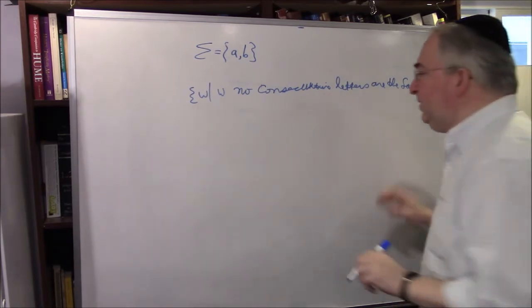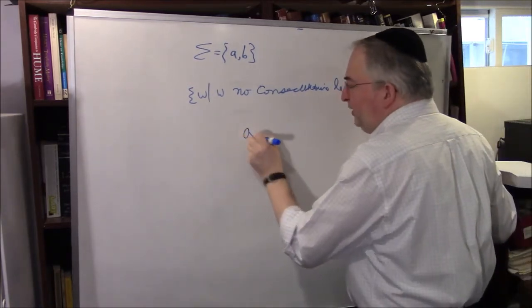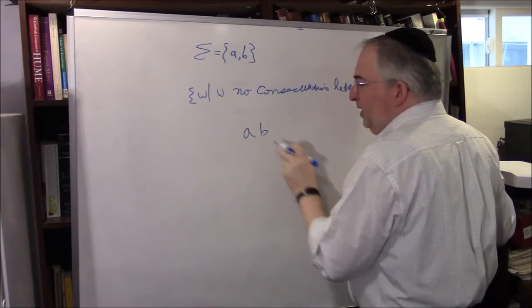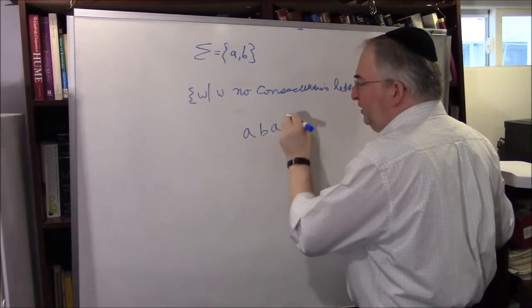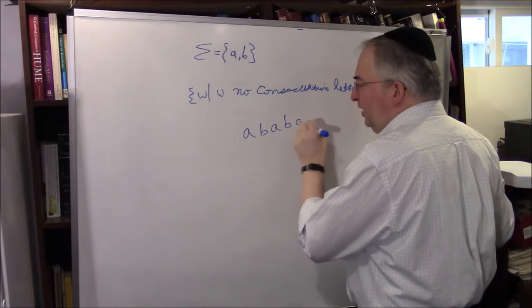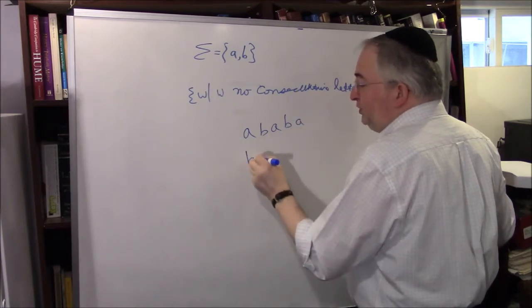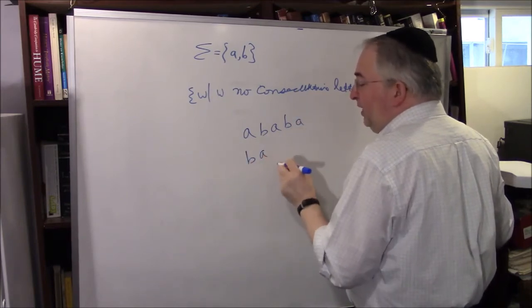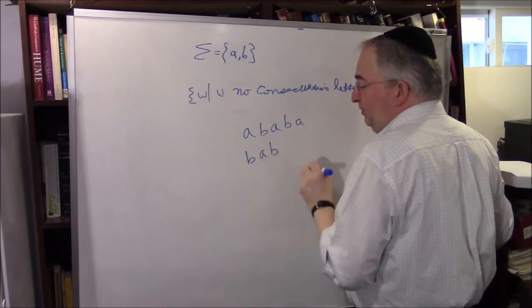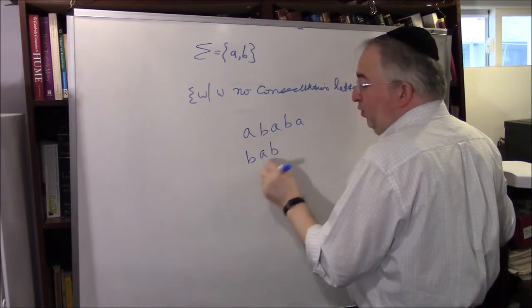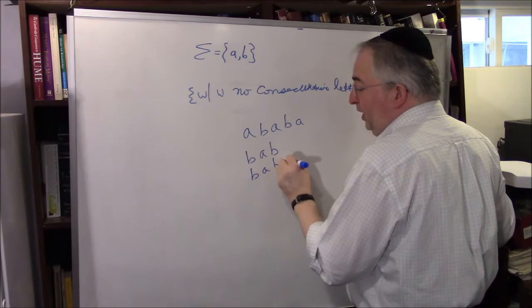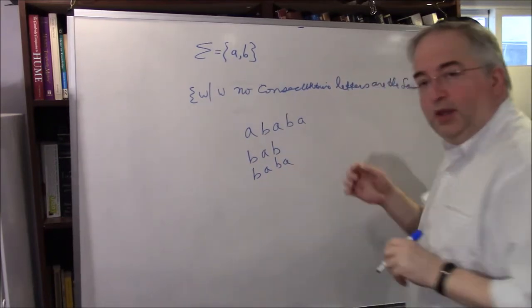Okay? What that means is as follows. If you start with an A, the next letter has to be a B. The next letter has to be an A, the next letter has to be a B, the next letter has to be an A, etc., etc. But you could start with a B, the next letter has to be an A, the next letter has to be a B. Or you can have B, A, B, A. Okay? How do you do that?